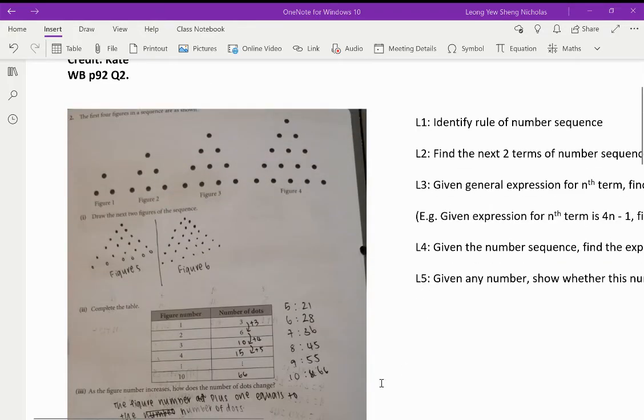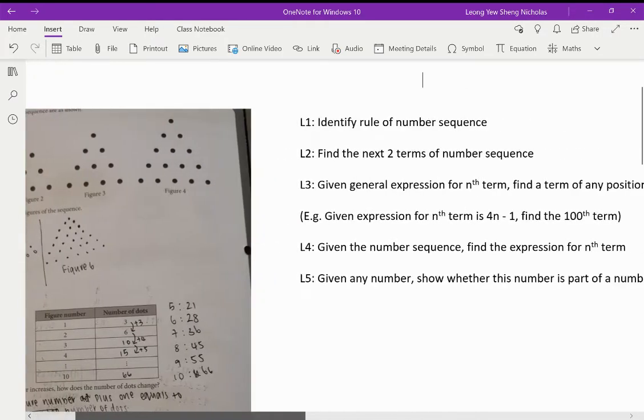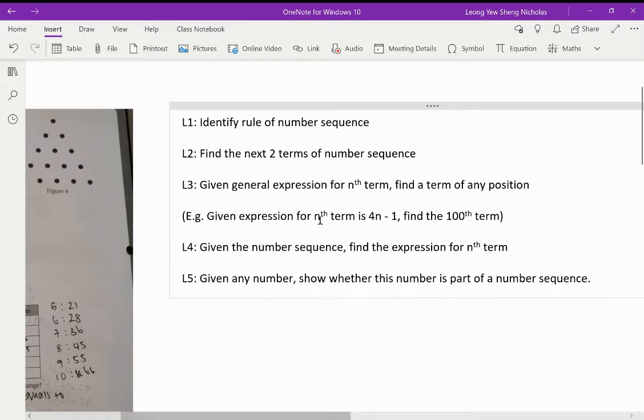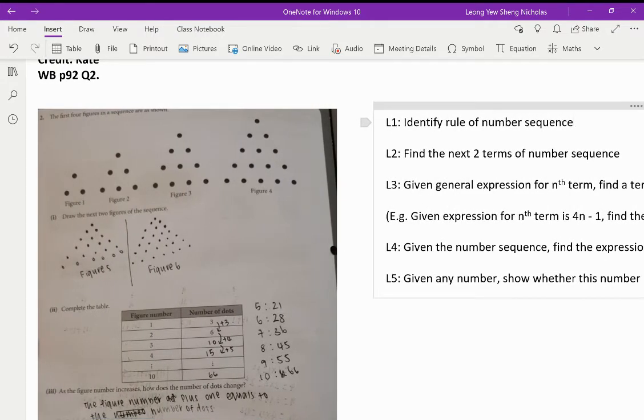Okay, so let me summarize the different types of questions that you can encounter for the chapter on number patterns. There are basically 5 types of questions. First one, which is level 1 question: they'll give you the number sequence and you need to identify the rule. Level 2, once you have identified the rule of the number sequence, you can be asked to find out the next two terms of the number sequence, or in this case, you are asked to draw out the next two figures of the sequence.